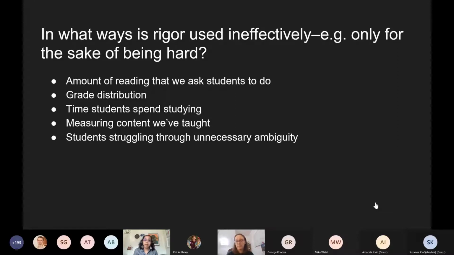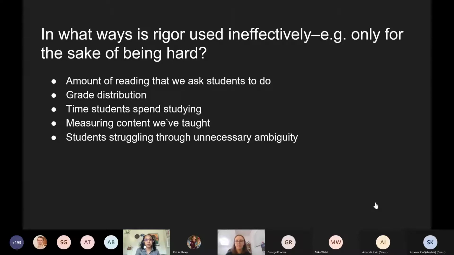So we've delivered this as a workshop for instructors a number of times, and as we workshop it, we challenged participants to think about the ineffective ways that they have applied or seen rigor in their courses, their disciplines, or their general context. And so these are just a couple of examples of things that they have come up with. Anything from the amount of reading that we're asking students to do, issues of grade distribution, the time students spend studying. This is a misperception from students as well.